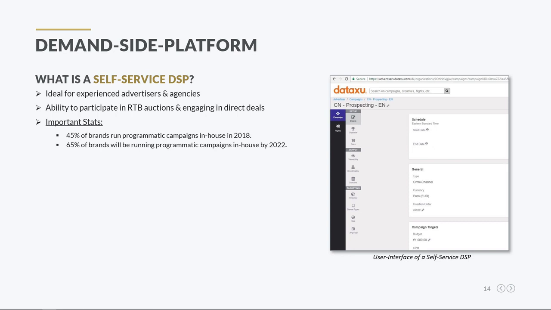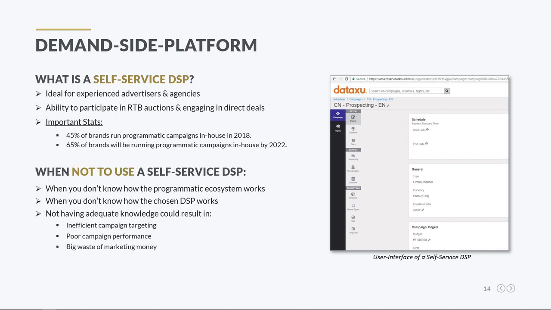More specifically, they can upload banners, set targeting criteria, manage bids and advertising budgets, as well as track and report campaign performance. Given that self-service DSPs make it easier for smaller brands to run programmatic campaigns in-house, it is estimated that about 45% of brands ran programmatic campaigns in-house in 2018, and this number is predicted to climb to 65% by 2022.